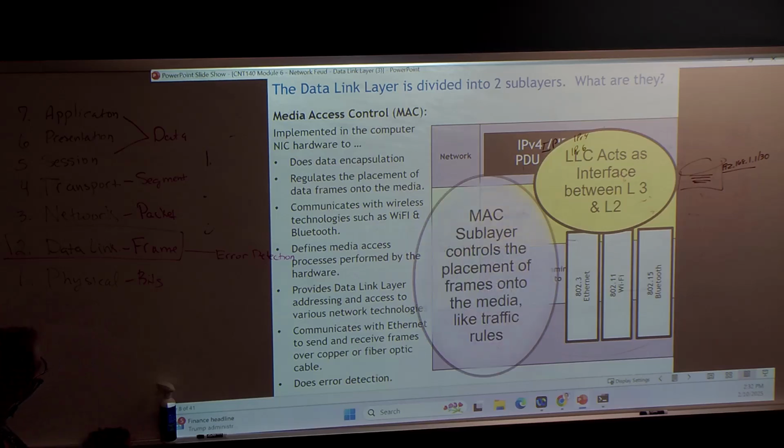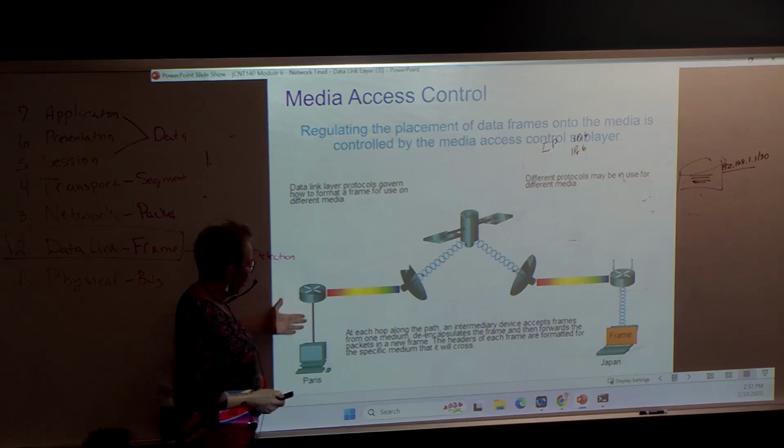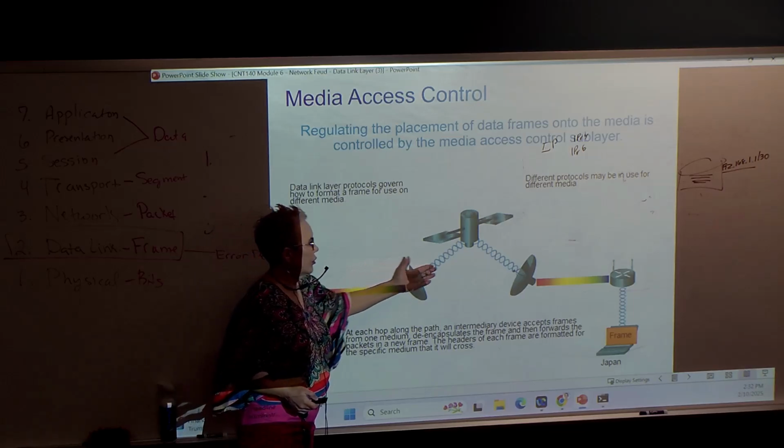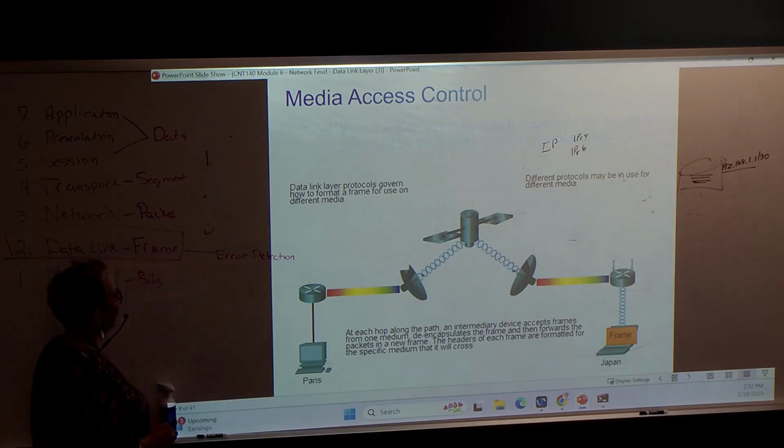So the MAC sublayer controls placement of the frames onto the media. Now, again, remember we said it doesn't really matter whether it's fiber optic, whether it's radio frequencies, whether it's Ethernet. It doesn't matter.